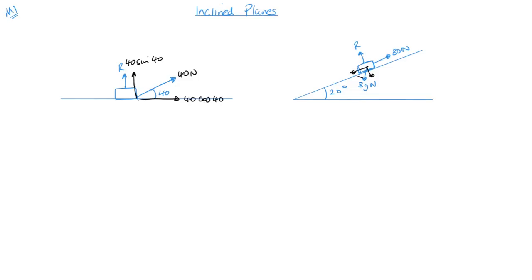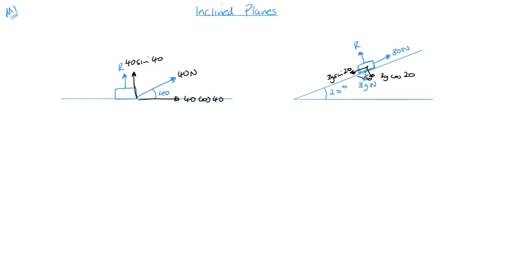So this is going to be 90 minus 20, so 70 degrees. So this one is going to be 20 degrees. So this would be 3g cos 20, and this one would be 3g sin 20. So that's what I'm going to be looking at today.